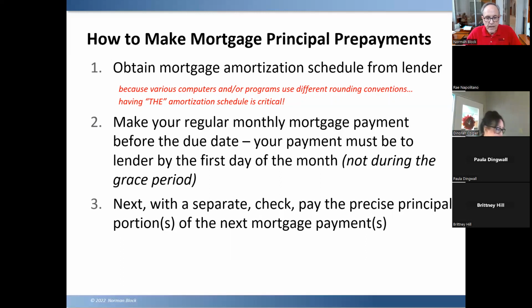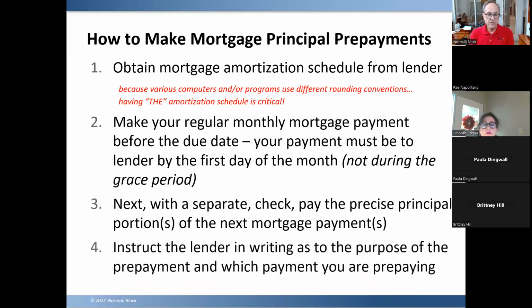With a separate check, you pay the precise principal portion of the next mortgage payment, still in advance of the due date, but after you've made the regular payment that's required. You're going to make one full payment, and then immediately thereafter, make a payment of the precise principal portion of the next mortgage payment or payments.